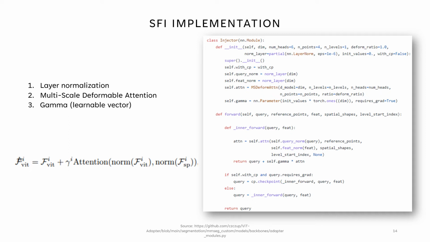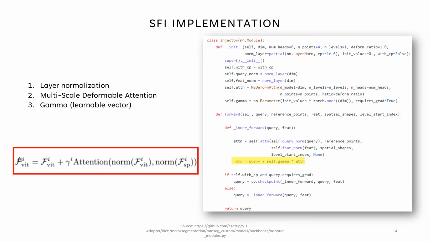Here we see the layer normalization initialized in preparation for the cross-attention. Then they initialize the attention layer and the learnable vector gamma. The attention used is called multi-scale deformable attention, which attempts to avoid high computation costs, overfitting, and the dropping of relevant or important keys and values. The highlighted code shows that the injector module returns the modified ViT block input as described by the equation.